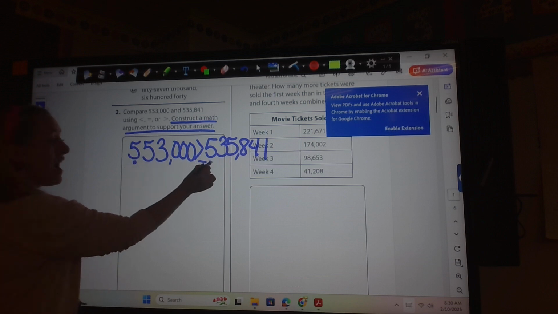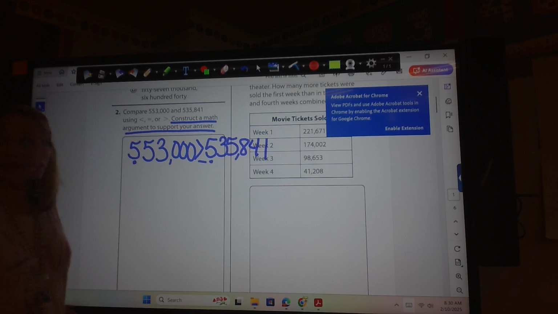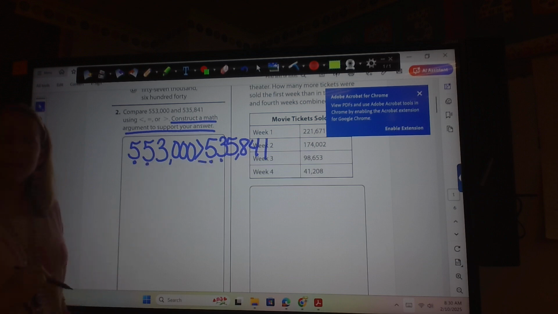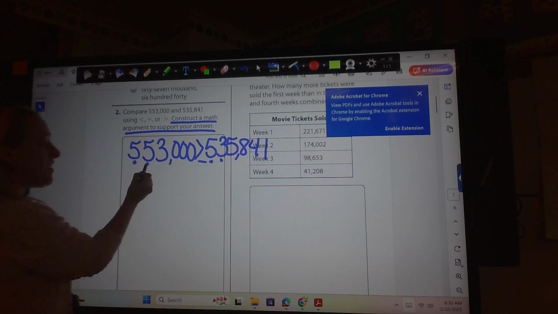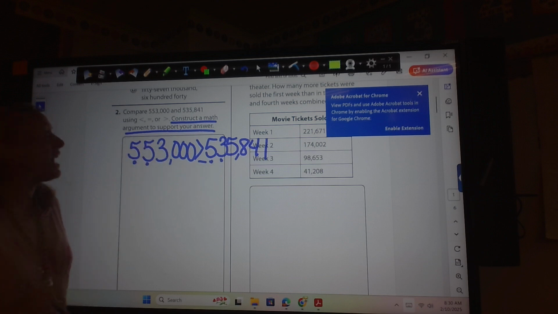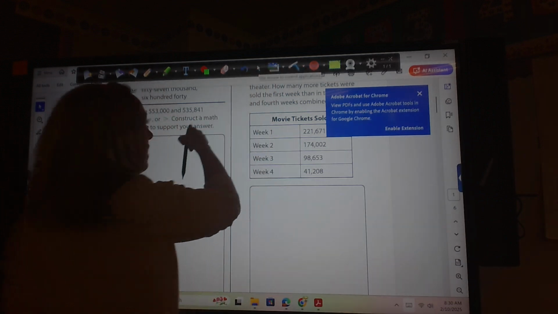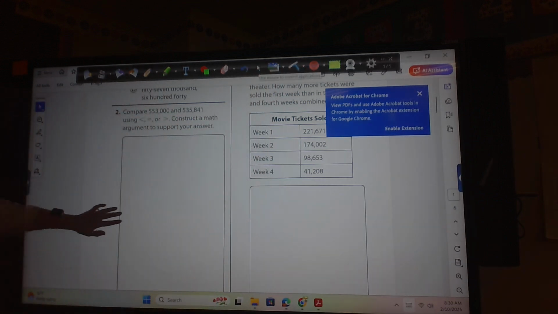Well, 5 and 5, that doesn't help us, does it? So when we go to this one, in the 10,000s place, that's where we find out that this 5 is bigger than this 3, so this number is bigger. Okay? All right. Like I said, I know that you know how to do that one, but you also need to know how to explain it.